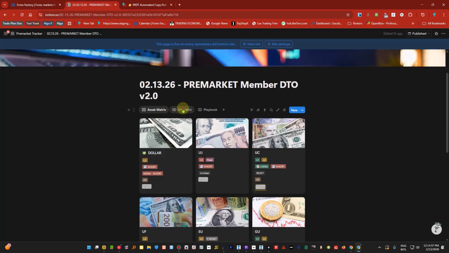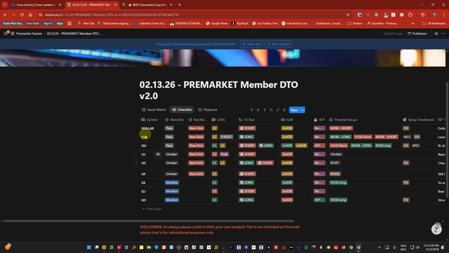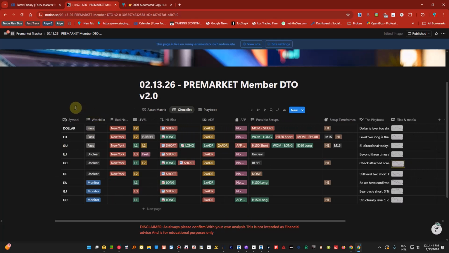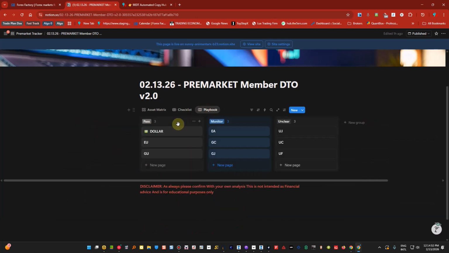All right. Now, we also have a checklist area where I update the conditions of each instrument that we're watching, the symbol, the watch list, the news, the level, the bias, ADR, and so forth. Okay. All of this is built into the Notion. And then we have the playbook where things are categorized. Are we going to pass on it? Are we going to monitor it for potential trade opportunities? Or is it unclear, where that's our secondary pool of opportunities?